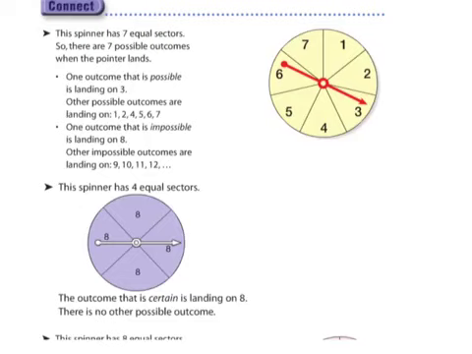Here we have another spinner. This one is divided into 4 sections. Each section is equal. The outcomes that we have, well, 8, 8, and 8, so we only have one outcome. That outcome is 8. So it is certain that we will land on 8 because there are no other possible outcomes. So that would be certain.